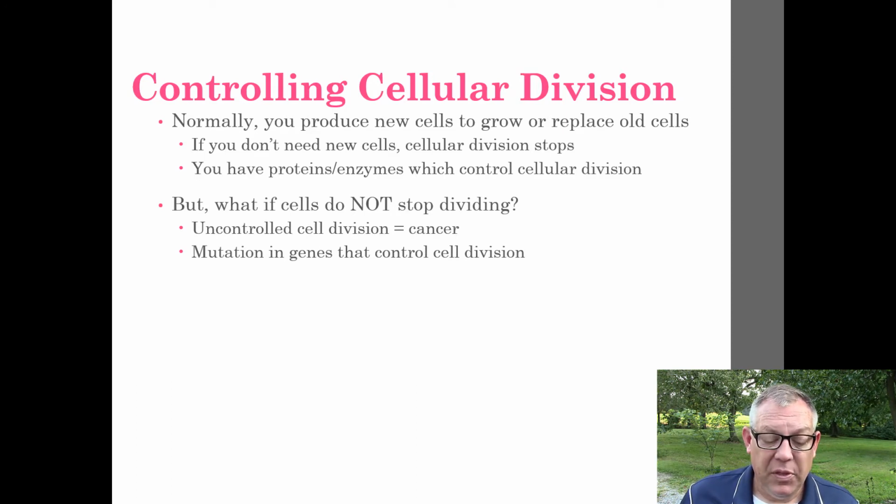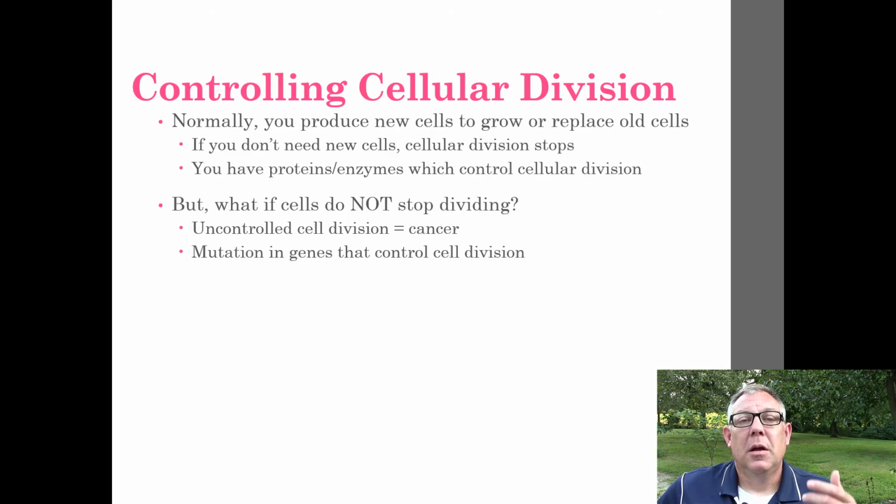But if something happens to those genes, if there's a mutation in those genes that control cellular division, then it's possible that cellular division does not stop. It's possible that mitosis gets turned on and it stays on. And if you have uncontrolled cellular division, that's what cancer is.